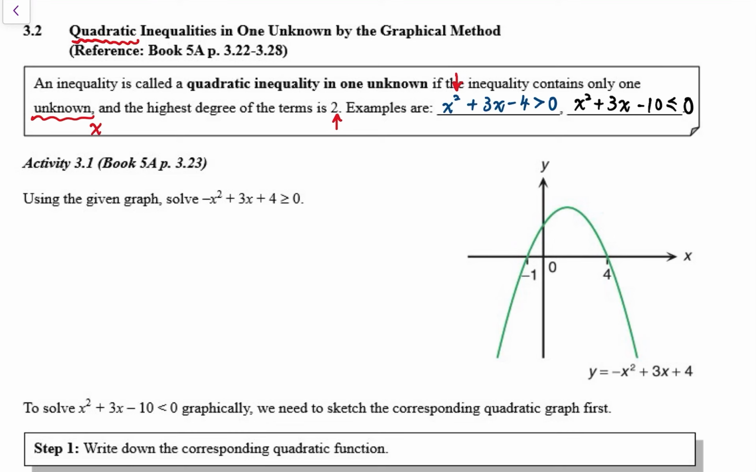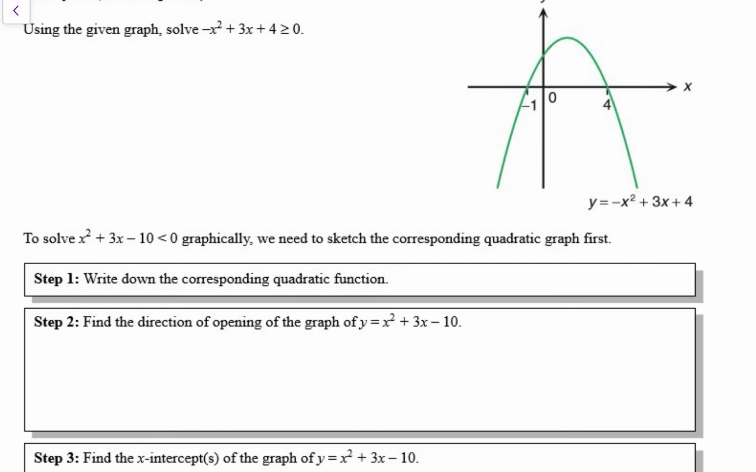We want to solve quadratic inequalities, and we'll be using the graphical method. So we will make use of the graph. Let's look at the quadratic inequality negative x squared plus 3x plus 4 greater than or equal to 0. By making use of the graph of y equals negative x squared plus 3x plus 4, you can compare. This is actually your y. So we are looking at the range of values of x where y is greater than or equal to 0.